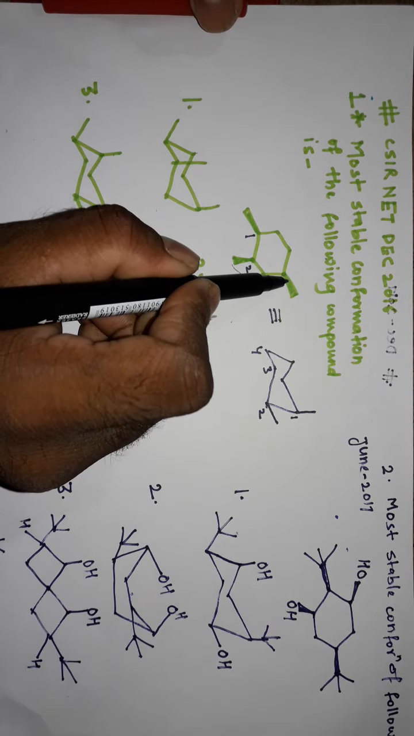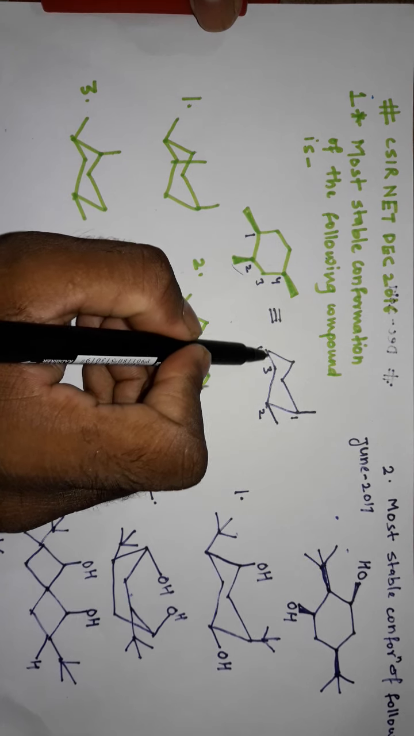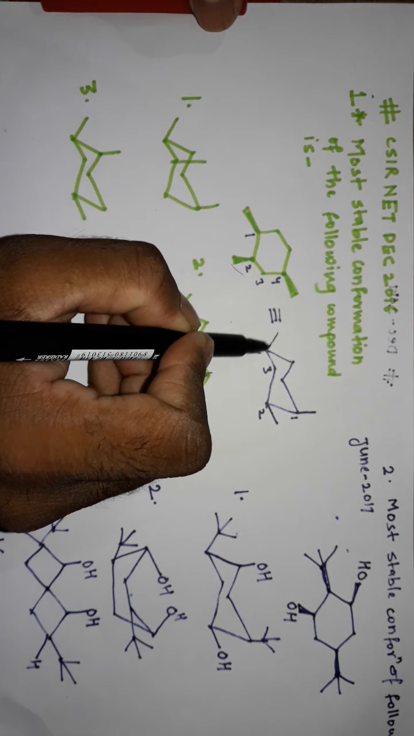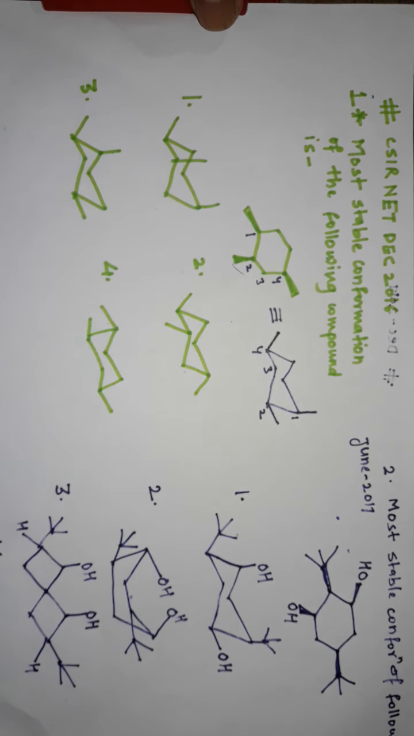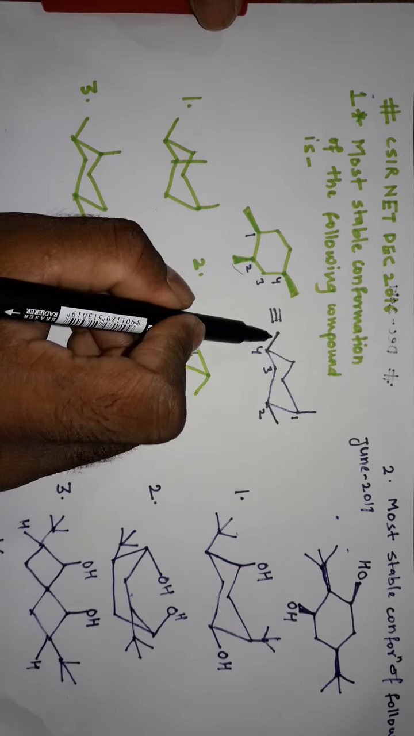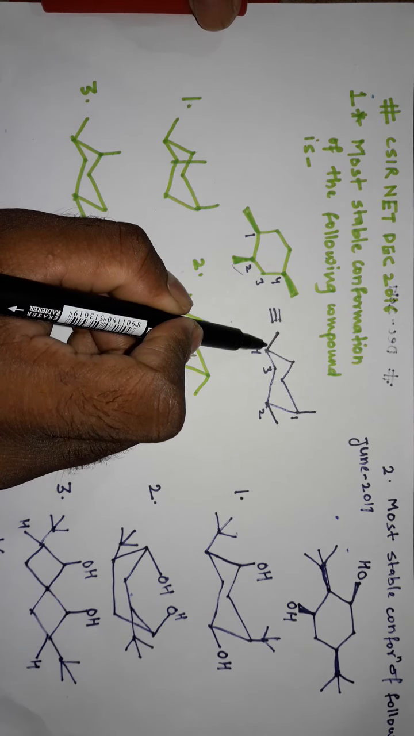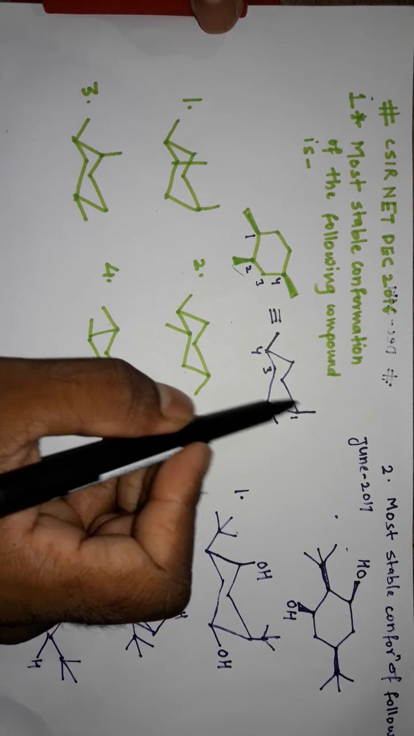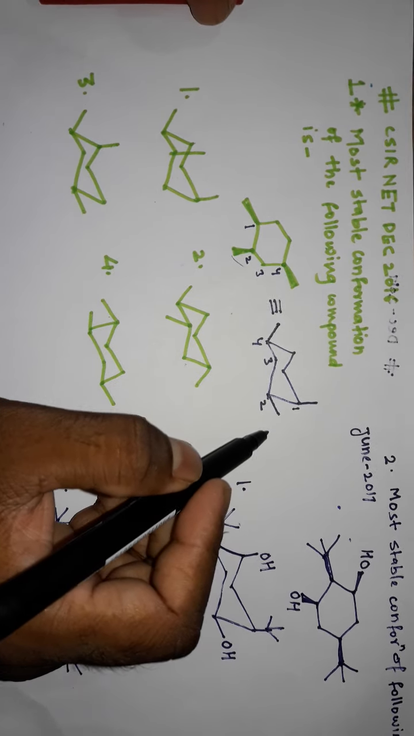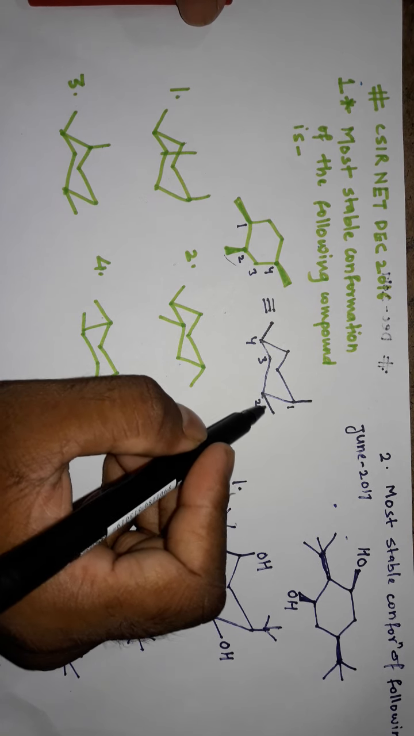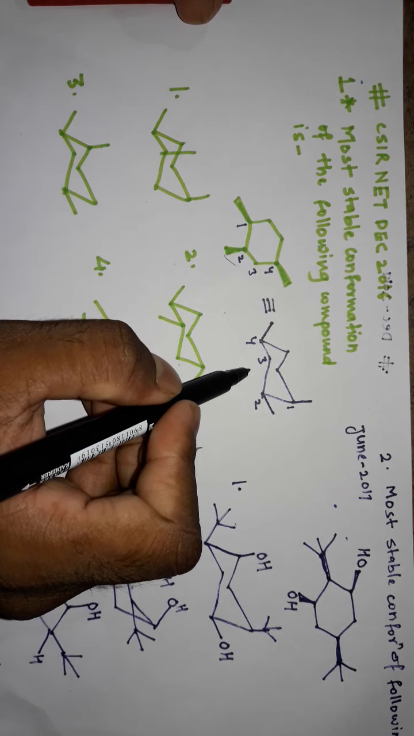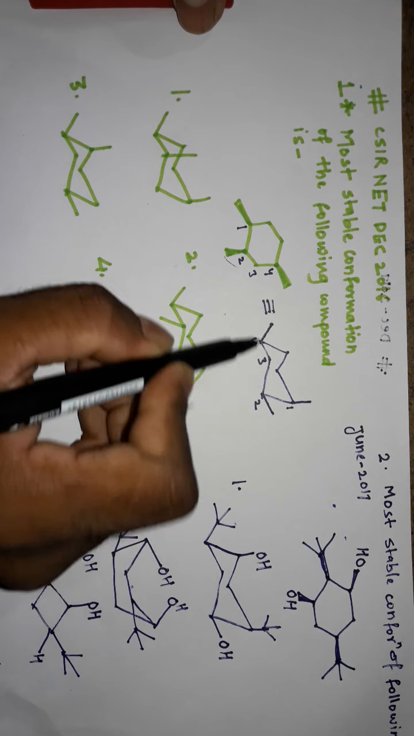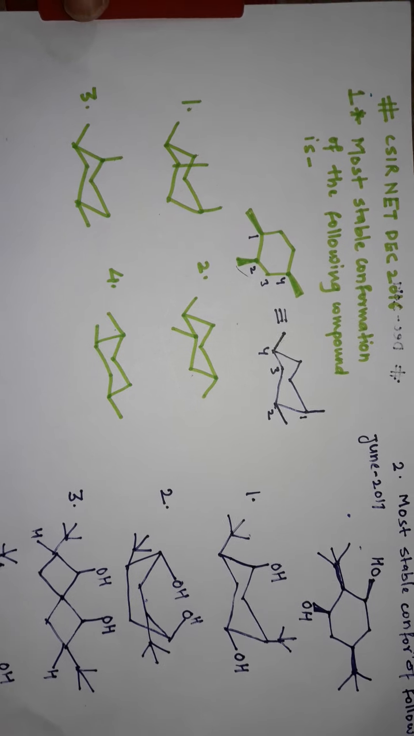Now at the 4th position, the bond is still above the plane. So to put the bond above the plane, we need to put the methyl group at the equatorial position. As far as stability is concerned, we need to see how many bonds are equatorial. In this structure there are 2 bonds equatorial, 1, 2, and 1 is axial. So let us see that in the options.